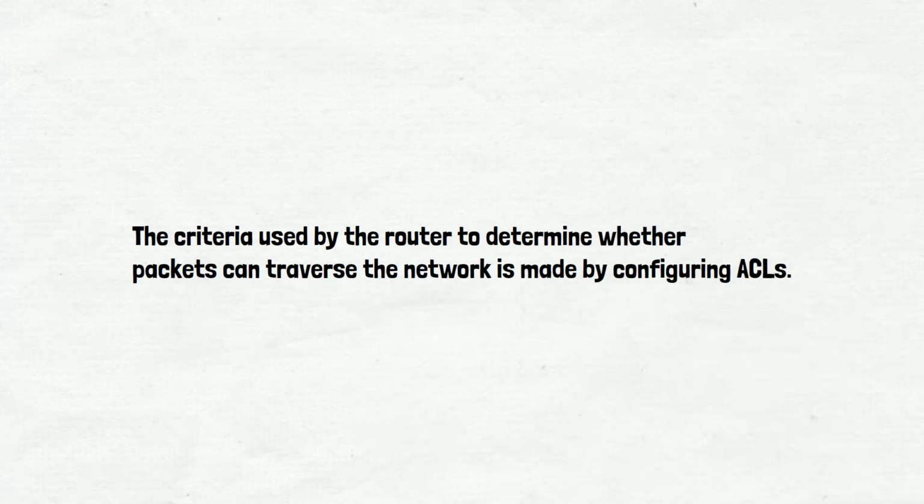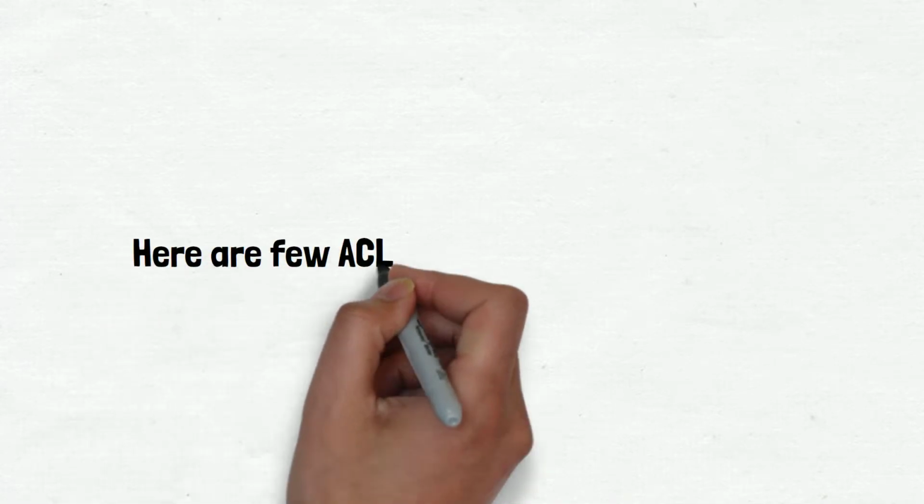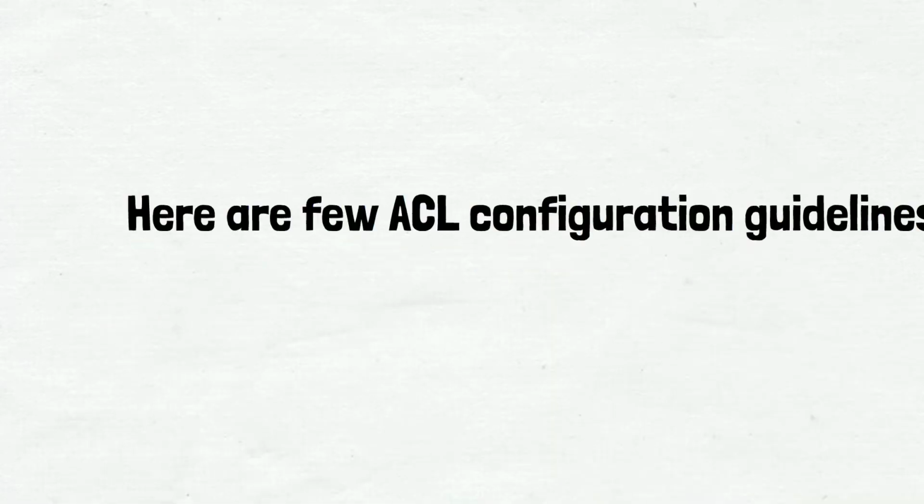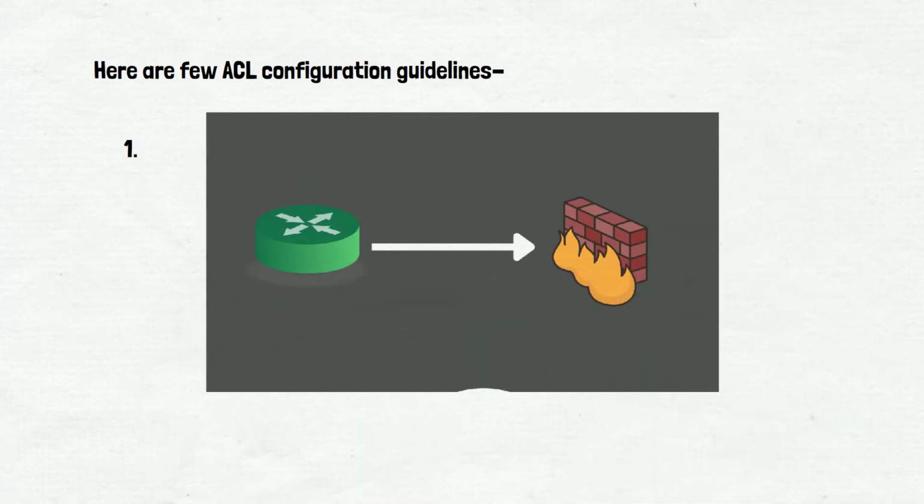With access control lists, we can filter traffic based on destination and source layer 3 address, destination and source port number, as well as the protocol in use. Here are a few ACL configuration guidelines. 1. ACLs should be ideally configured on the routers that act as firewalls in your network.